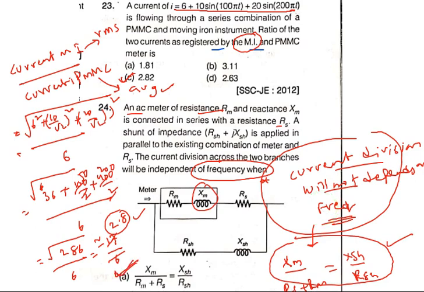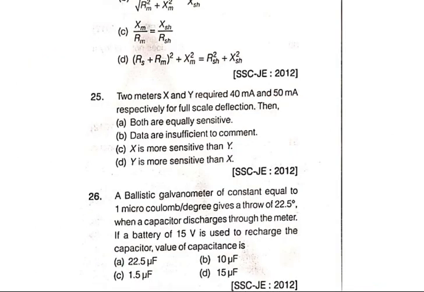Hope you understood. Next one. Two meters X and Y require 40 milliamps and 50 milliamps respectively for full scale deflection. Two meter readings are given.